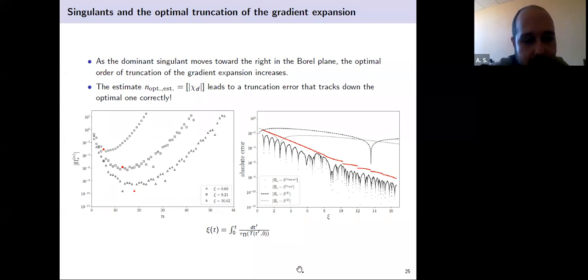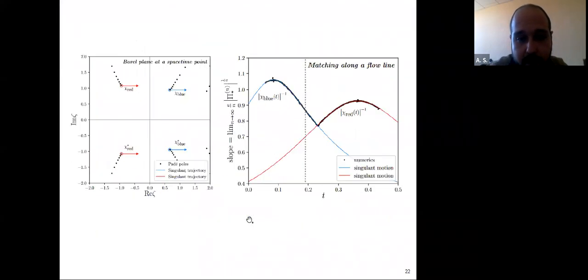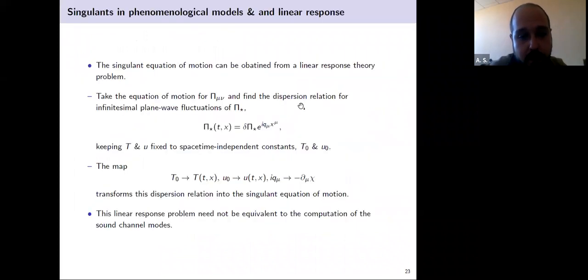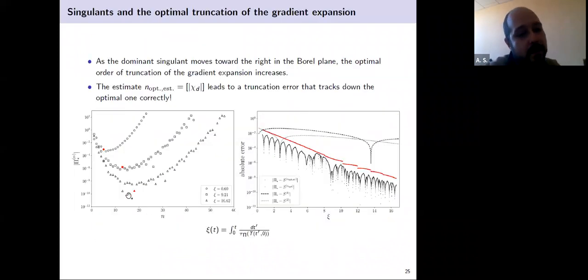And you see, the quantities are expressed in terms of this scaling variable, which, if you remember from before, governs how the real part of the singulant is going to grow, due to the singulant equation of motion that we found. So what you find is that if you place yourself at a particular time along this flow line and evaluate the gradient expansion there, the coefficients of the gradient expansion first decrease until reaching a valley and then start increasing due to their factorially divergent nature.